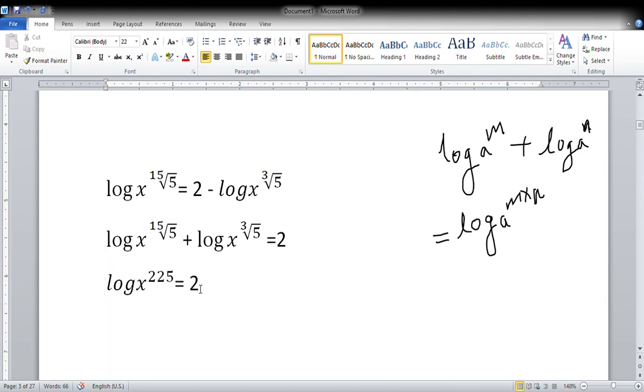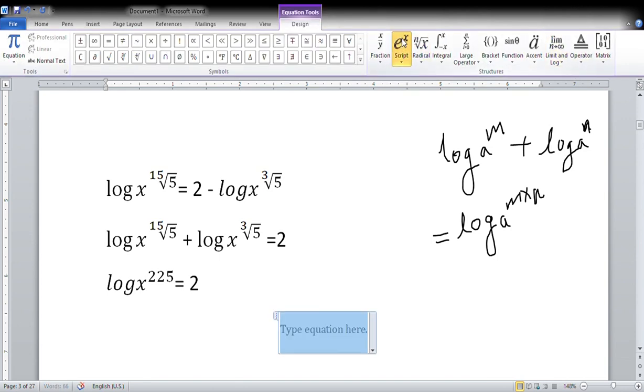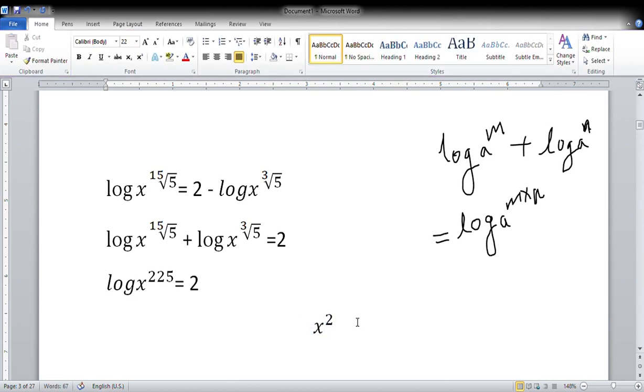So it's a logarithmic equation. If you convert it into exponential form, we can write it as x squared is equal to how much?